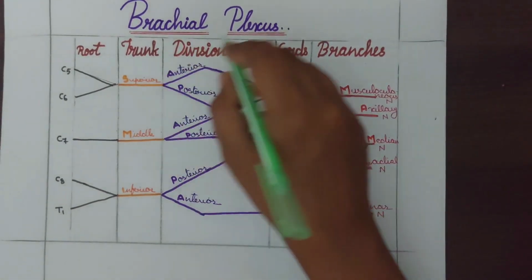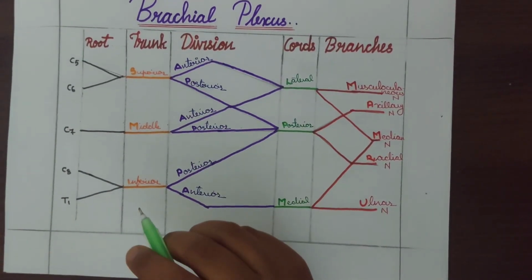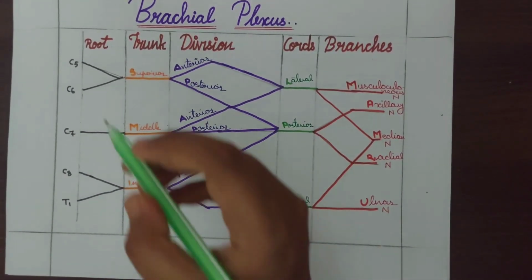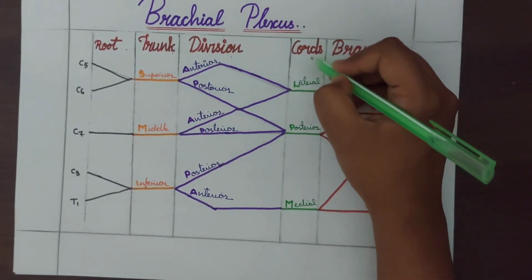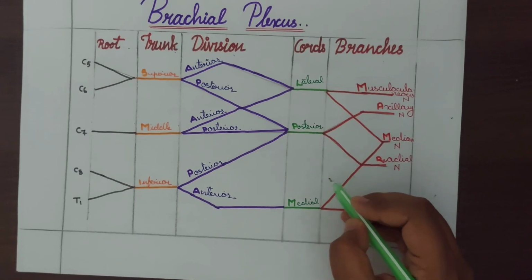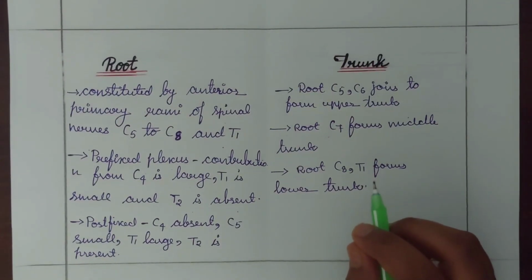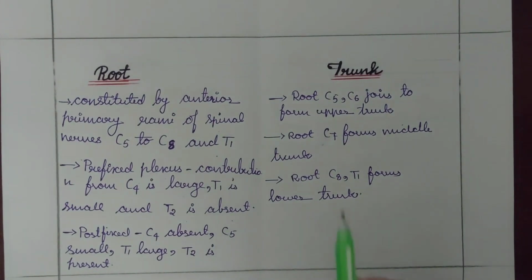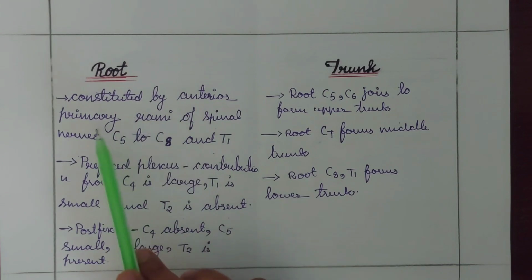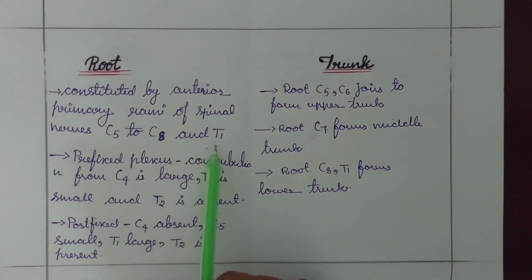This is a diagrammatic representation of brachial plexus. As you can see here, the brachial plexus is divided into root, trunk, division, cord and its branches. We will see each of them in detail. We will see the roots of brachial plexus. The roots of brachial plexus are constituted by anterior primary rami of spinal nerves C5 to C8 and T1.